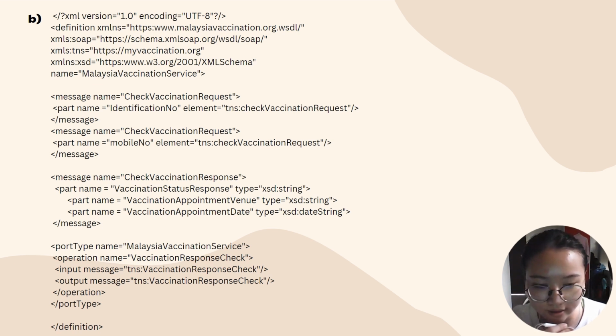The last part in this WSDL is the port type. The port type name in this WSDL is Malaysia Vaccination Service, and the operation name is Vaccination Response Check. In this port type, the input message will be TNS Vaccination Response Check, and the output message will be DNS Vaccination Response Check. Then we close the operation, close the port type, and close the definitions. That's all for part 2 question 2B.